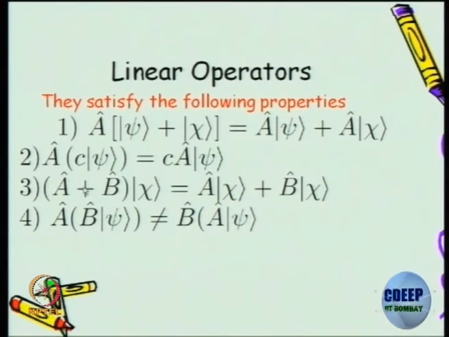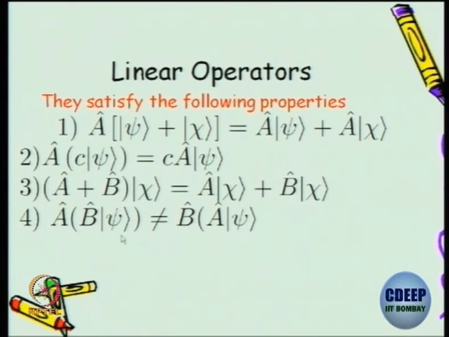The second property is that if there is a complex scalar multiplying psi, you can take the operator to operate on the state psi and you can bring the complex number out. And you can also have the sum of two operators on an arbitrary state written as the operator on each state, summed up. If you have two operators, the product earlier was the sum.